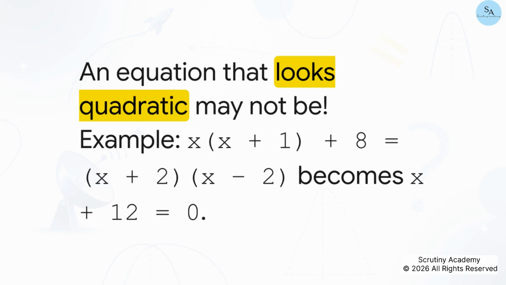And believe it or not, it works the other way around too. This one looks quadratic, right? It's got x's multiplying each other. But once you expand the brackets and simplify, you'll find that the x squared terms cancel out, leaving you with a simple linear equation. So the big lesson here is always, always simplify before you decide.